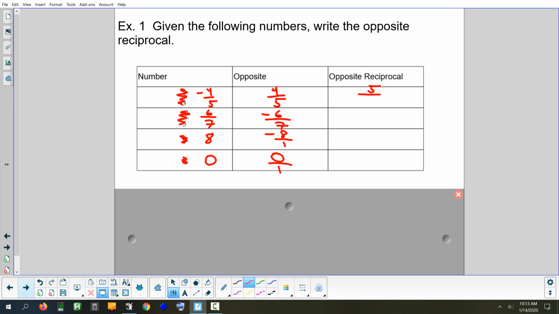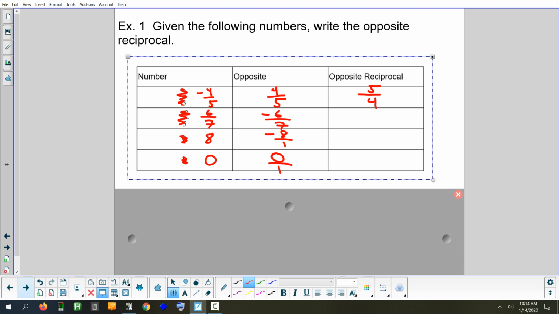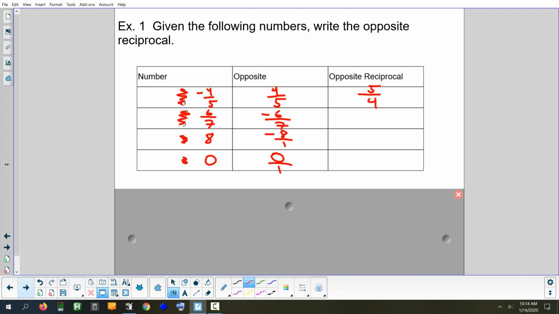5 over 5/4. So if I were to bring my calculator up and graph something with a slope of negative 4/5 and then something with a slope of 5/4, those two lines would be what? It wouldn't be parallel because they're not the same slope. They'd be perpendicular. Okay, they'd be perpendicular. How about the reciprocal of negative 6/7?